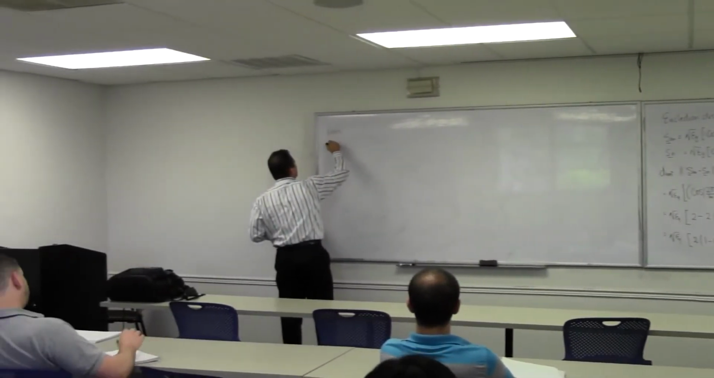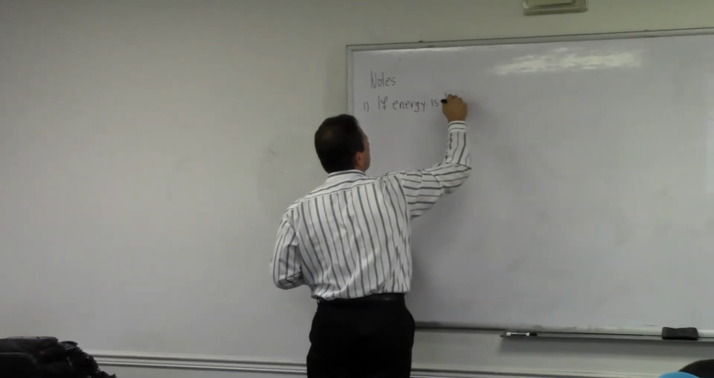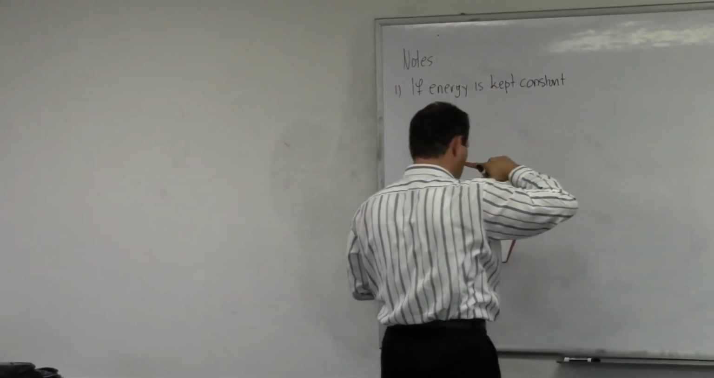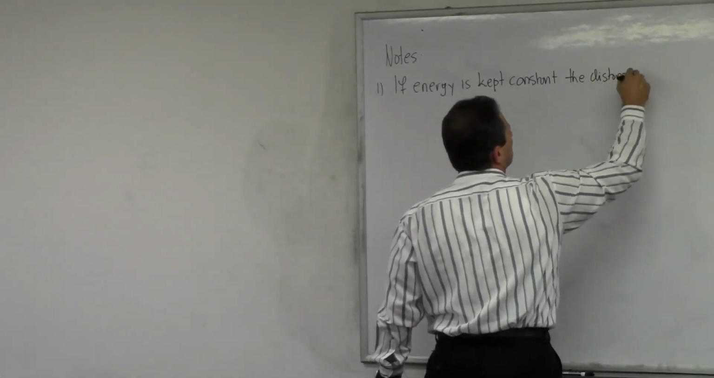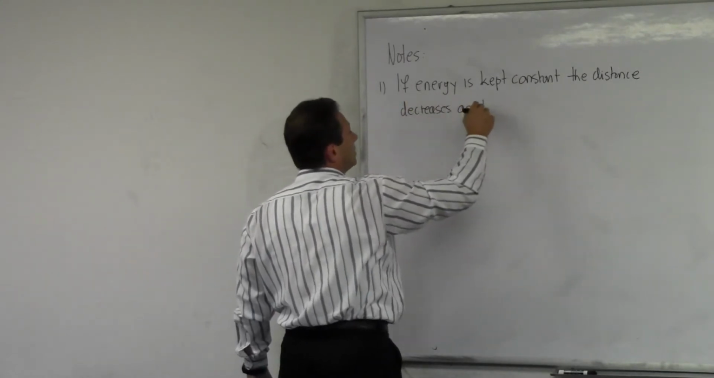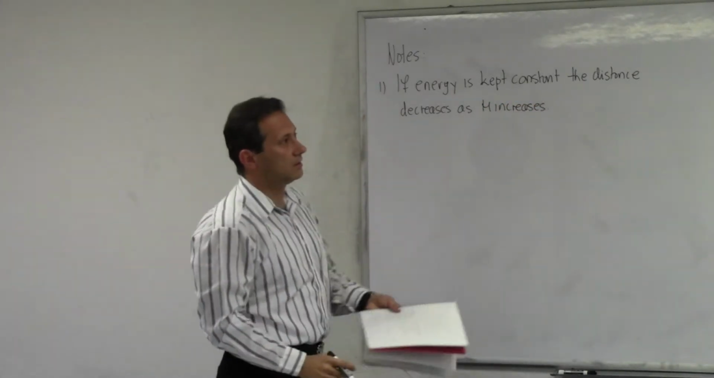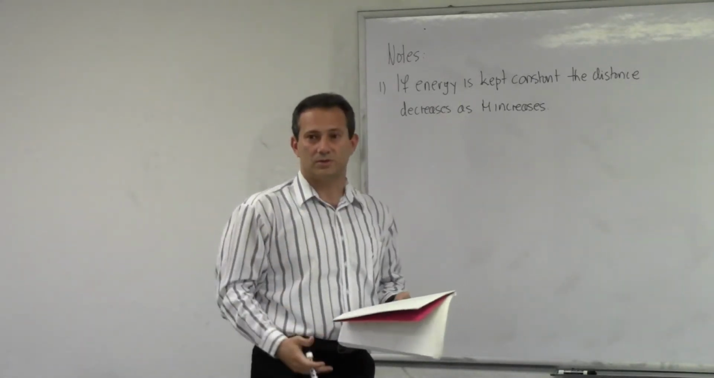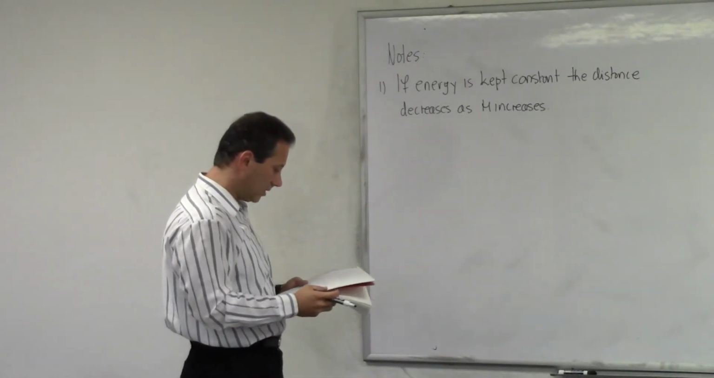The first note is if energy is kept constant, the distance decreases as m increases. Right? So you can see that from the drawing I have. The more energy is the size of the circle, and the number of symbols dictates how many points on the circle you have. So the more points you have, the distance between them is going to be small.